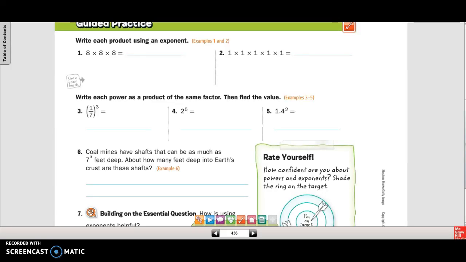Hi, in your new math book, which you got yesterday, if you don't have one, please get one off the back counter, or it could possibly be under your desk still. Write your name in it. We're going to flip to page 436, and we're going to look at numbers 1 through 6.